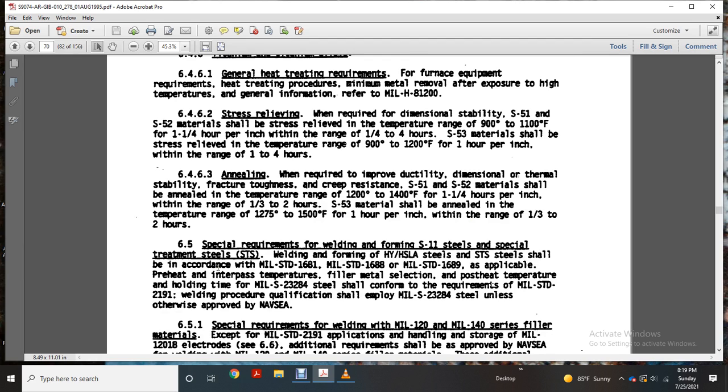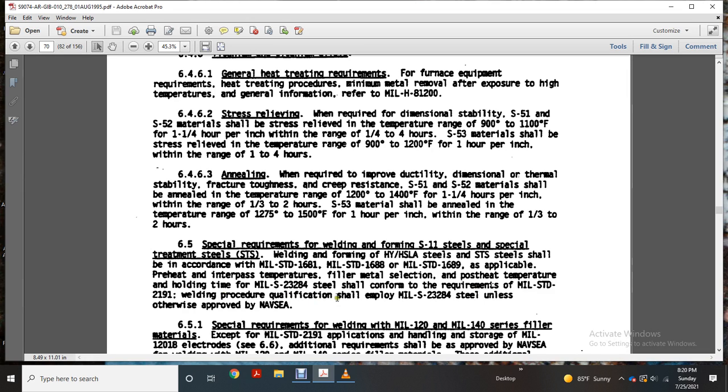Special requirements for welding and forming the S11 steel with special treatment steels. Welding and forming of the HY and HSLA steels with the STS steel shall be in accordance with military standards 1681, 1688, and 1689, applicable with the preheat, interpass temperature, filler metal selection, post-weld temperature, and holding time. Steel shall conform with the requirements of MIL-STD-2191.